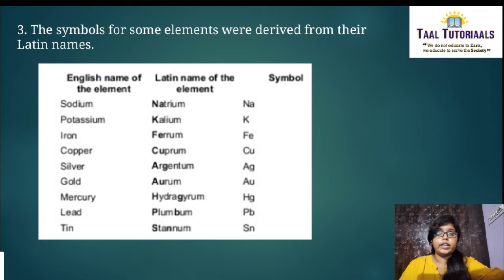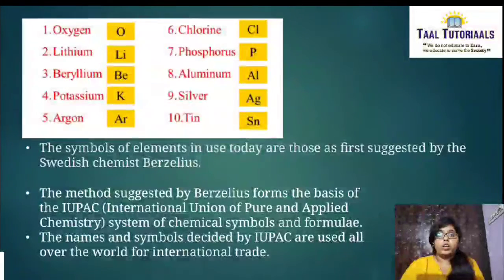Okay. Next, now here also some examples are there. Oxygen O. These are a mixture of all types of naming of symbols. Okay. Oxygen is O, lithium Li, beryllium Be, potassium K, argon Ar, chlorine Cl, phosphorus P, aluminium Al, silver Ag, and tin is Sn. Okay, these are the symbols now.